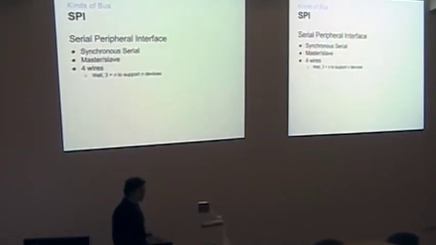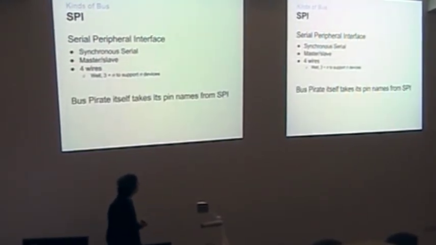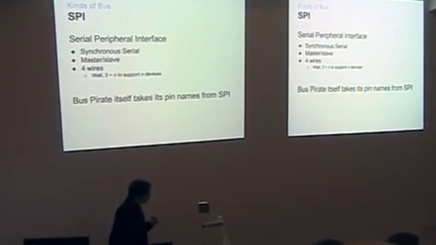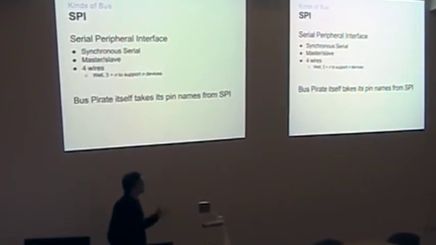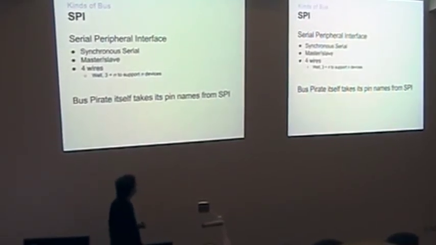But the bus bar is really intended for playing around with. You've bought some fancy new chip, you want to use it in a circuit, so you just want to play around with it. So typically you only actually connect one thing to the bus bar at once. The bus bar itself will only actually support one device. And the names of the pins on the bus bar itself are taken basically from SPI, because that's the primary thing they're intending you to use the bus bar with.